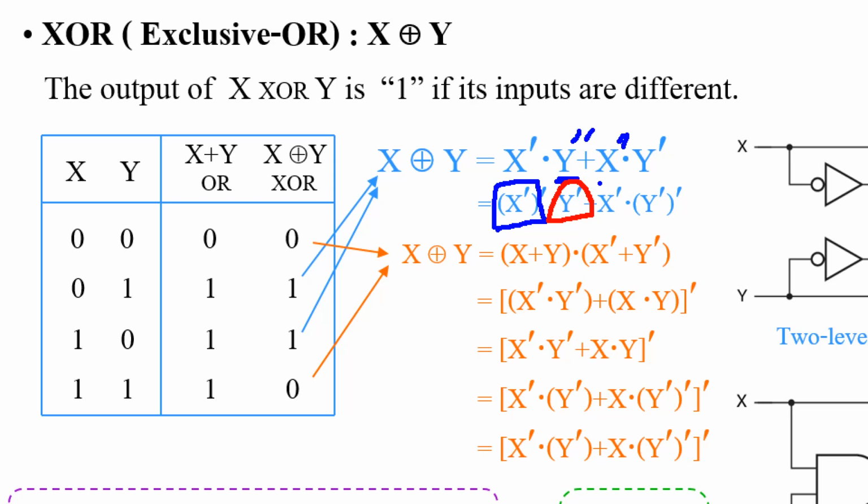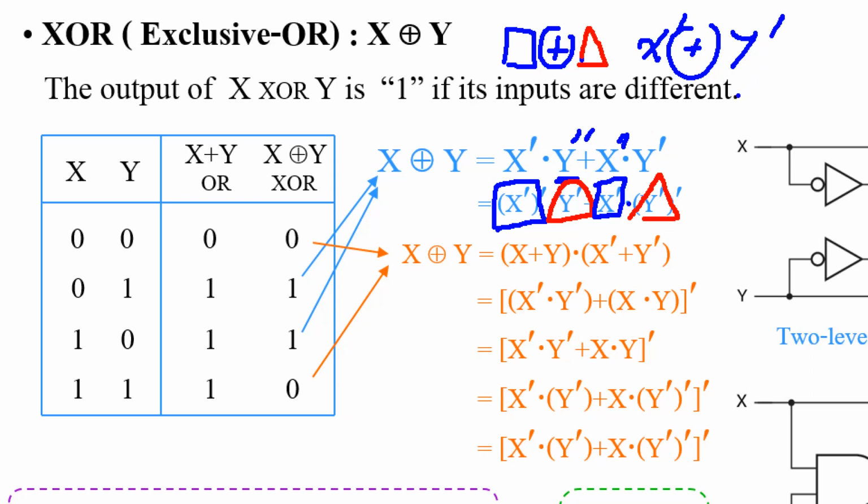Plus what? Plus x prime or square and what? Triangle prime. Triangle is y prime. Okay, so altogether, that means you can conclude that it's square x or triangle, right? Square is x prime, triangle is y prime. That means x XOR y equals x prime XOR y prime. That means you can invert both input variables and you still get the same result.